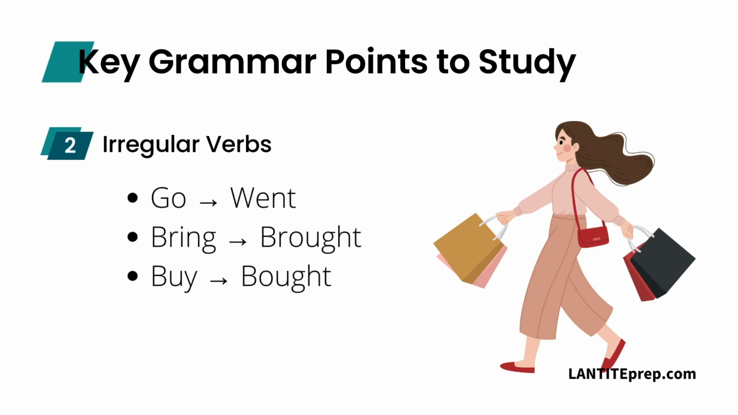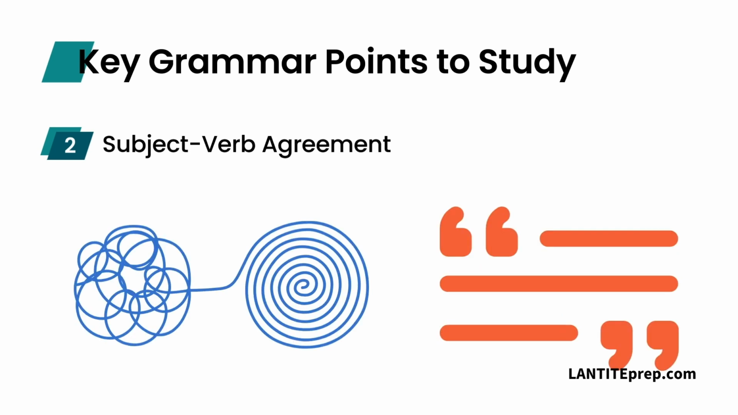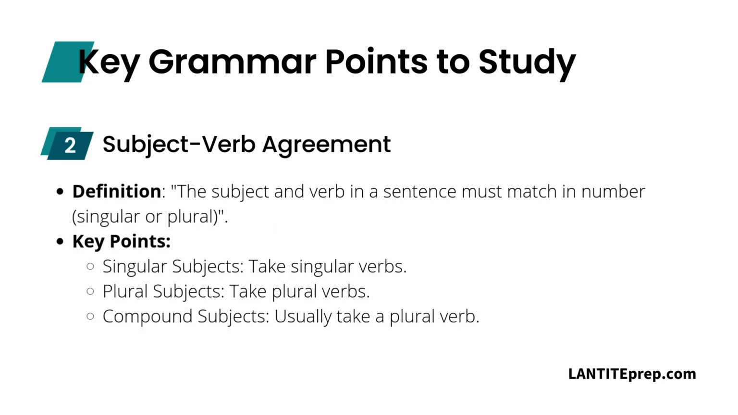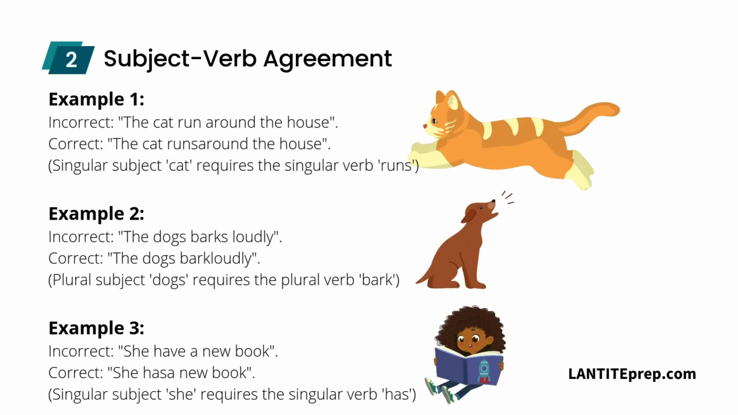Next, let's take a look at subject-verb agreement, which is important for clarity in your sentences. A singular subject takes a singular verb, and a plural subject takes a plural verb. Additionally, when you have compound subjects, you generally use a plural verb. Here are 3 examples of subject-verb agreement, showing both correct and incorrect forms. Take a moment to pause the video here and study the examples.